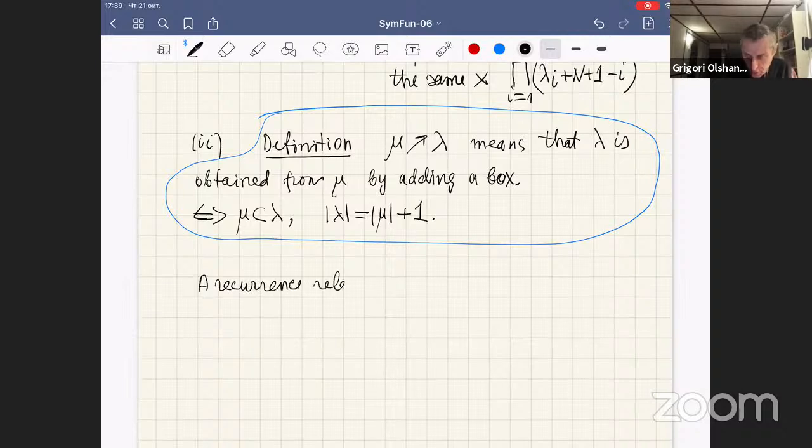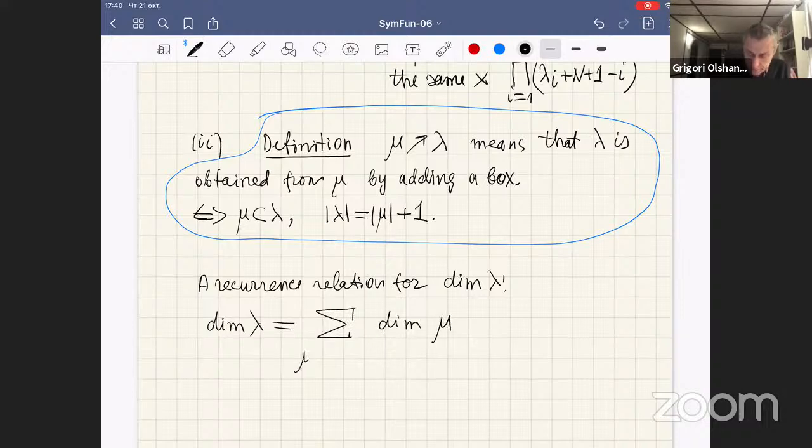Recurrence relation for a dimension. It says the following, that dim lambda is equal to the sum of dimensions of mu, and the sum is over all mu which are below lambda in this sense. So the sum here is over all mu which can be obtained from lambda by removing a single box. Okay. So this is a recurrence relation which allows us to define the dimension inductively.